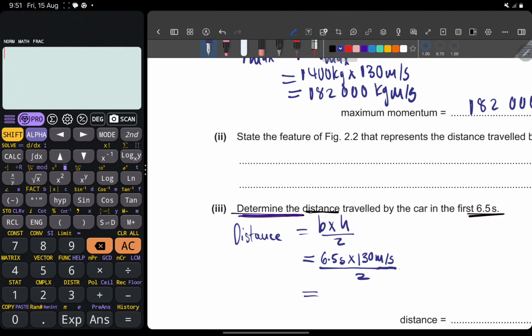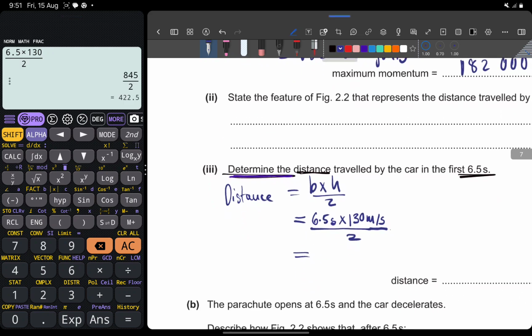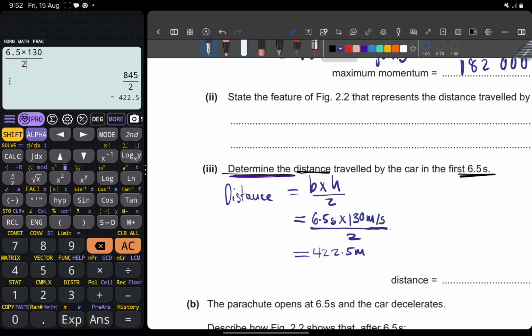Okay, I hope you're enjoying. So now let's see. Now I'm going to put this. I would say, all right, 6.5. And I say times 130. Then I say divided by 2. I'm going to get 422.5. Okay, so I have 422.5 and it's meters because it's distance.